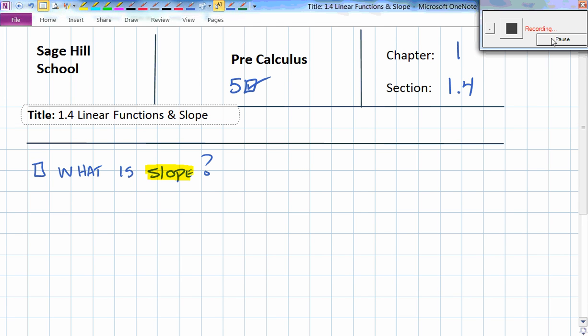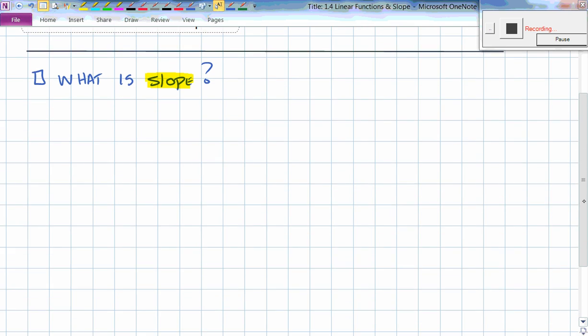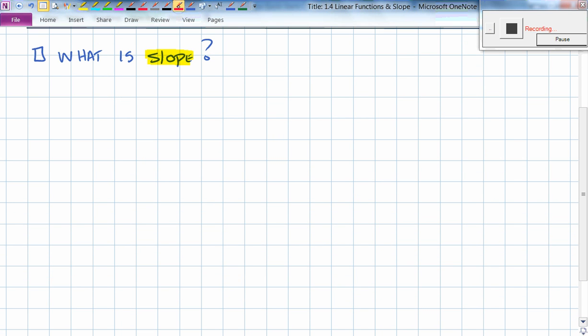All right. Okay, here's what I'd like you to do. Section 1.4 is all about linear functions and slope. So let's begin the day by just brain dumping on what you already know about slope. Go ahead. Spit it out.